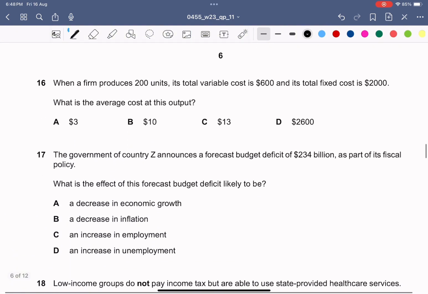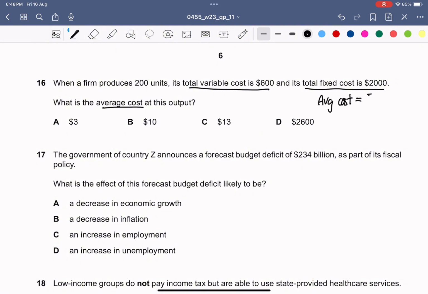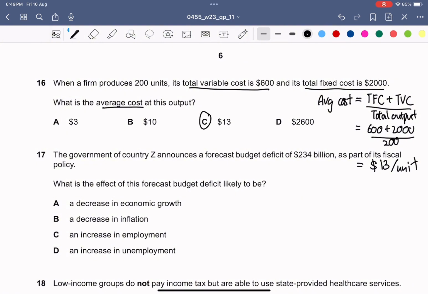Moving on, question 16. When a firm produces 200 units, its total variable cost is $600 and its total fixed cost is $2,000. What is the average cost at this output? So you need to know the formula of average cost, which is total fixed cost plus total variable cost divided by total output. So in this case, it is 600 plus 2,000 divided by 200. And you get $13 per unit. So the answer is C.